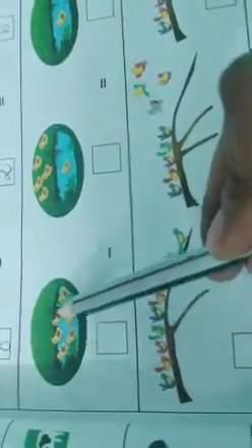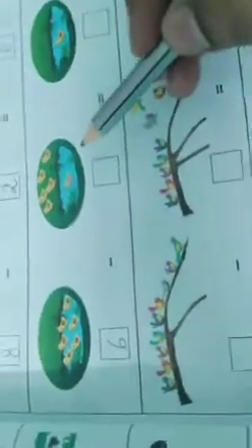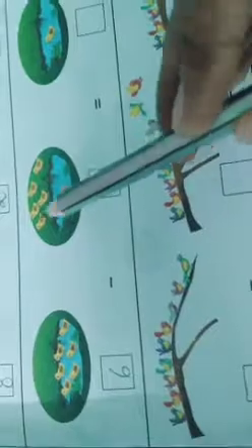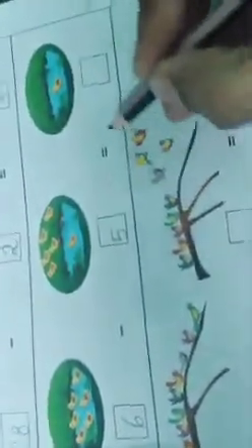Okay. Now, how many chicks are there? 1, 2, 3, 4, 5, 6. 6 minus. How many have moved away? In the first picture, all the chicks are in the pond. But in the second picture, only one chick is staying here, and all the others have moved away. So we want to count the ones that moved away. 1, 2, 3, 4, 5. So put here 5 equal to. So 6 minus 5 equals how many remaining? 1. So put here 1.